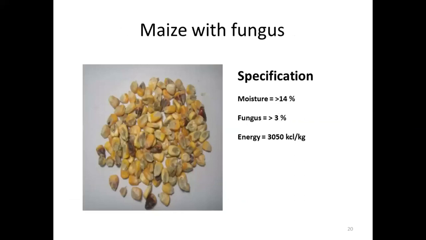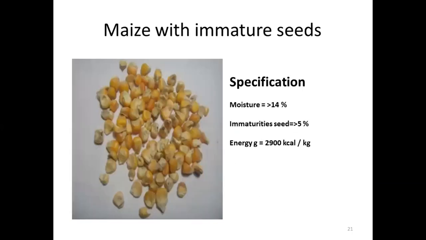Similarly, maize with fungus, with moisture above 14% and fungus more than 3%. In this type of maize also, energy is around 3050 kilocalorie per kg, but there are effects with other mycotoxins due to fungus. Similarly, with immature seeds, when there are more than 5% immature seeds in the maize and more than 14% moisture, this type of maize will be estimated as 2900 kilocalorie per kg.